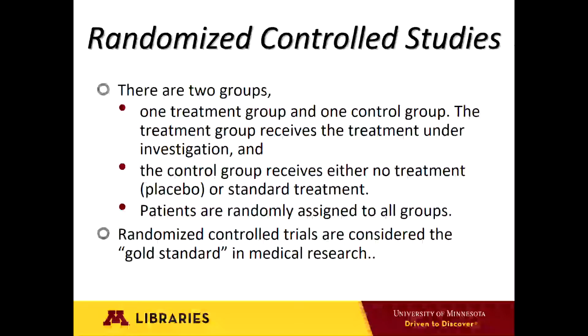As previously noted, randomized controlled trials are studies in which there are 2 groups, one treatment group and one control group. The treatment group receives the treatment under investigation, and the control group receives either no treatment, a placebo, or standard treatment. And most importantly, the patients are randomly assigned to all groups. Randomized controlled trials are considered the gold standard in medical research. They lend themselves best to answering questions about the effectiveness of different therapies or interventions.